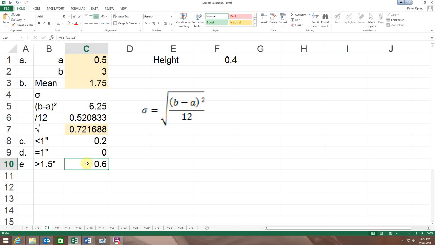And then the probability that it would be better than 1.5 inches, is that right? Yep. So again, it's simply equal to my height times, in this case I would take my b, and I've got to put that in parentheses, I'm sorry. So it's b minus my 1.5, and I end up with 0.6.